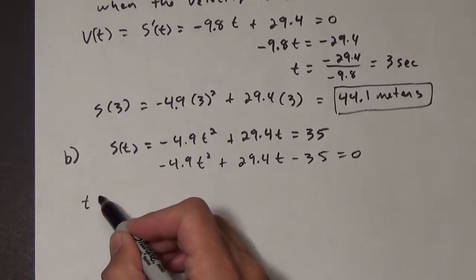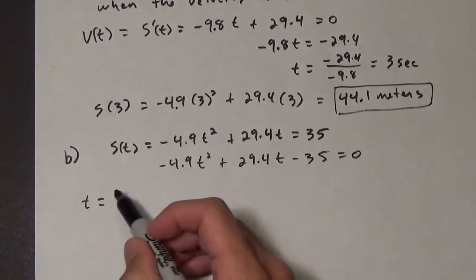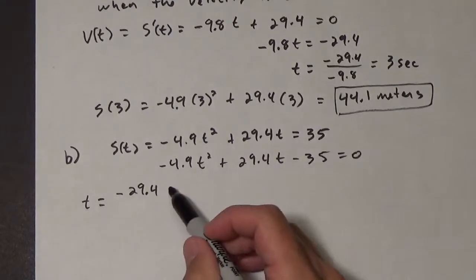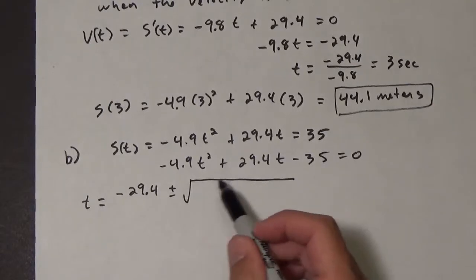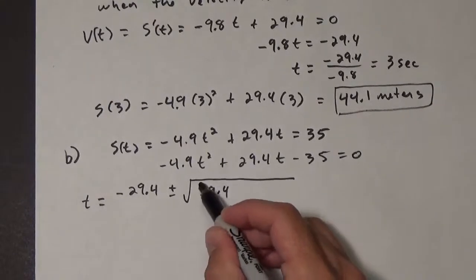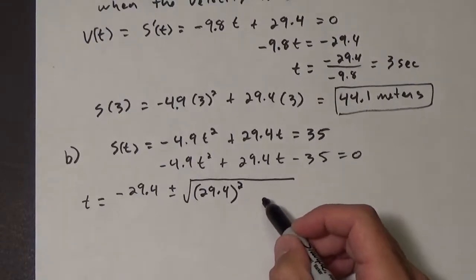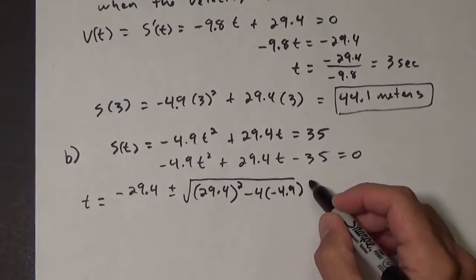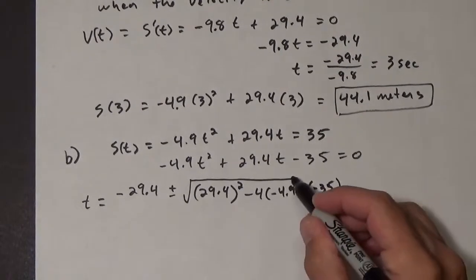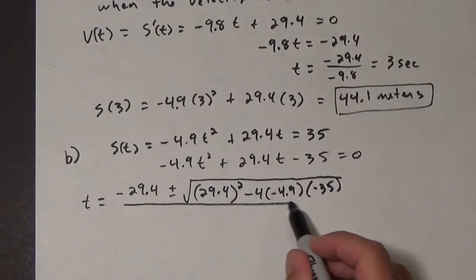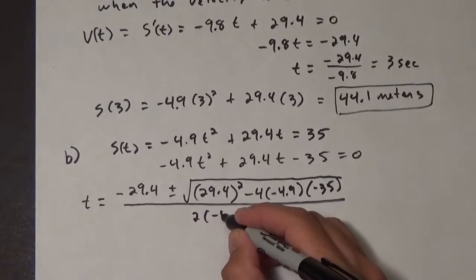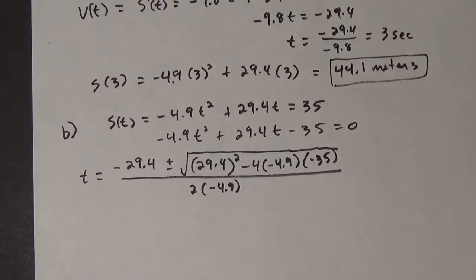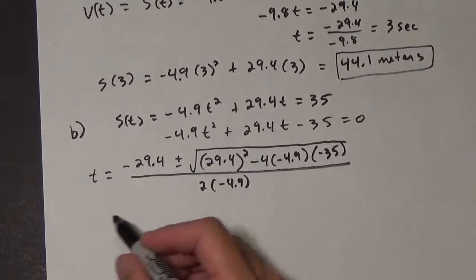So the quadratic formula, t equals, and remember it's a negative b, so we have negative 29.4 plus or minus the square root of b squared, so we have 29.4 squared, minus 4, a is negative 4.9, and c is negative 35, all over 2 times negative 4.9. Alright, so I'm going to simplify it just a little bit.